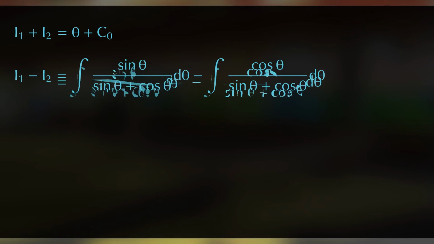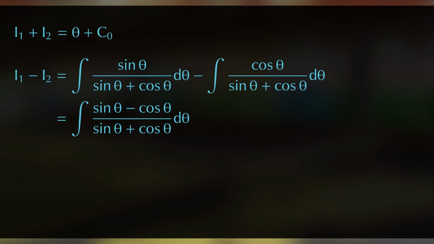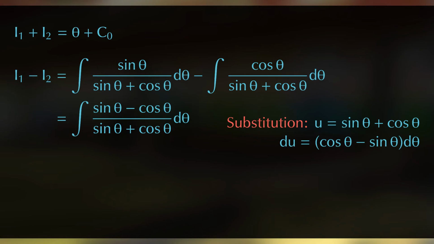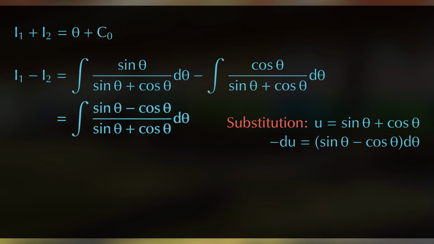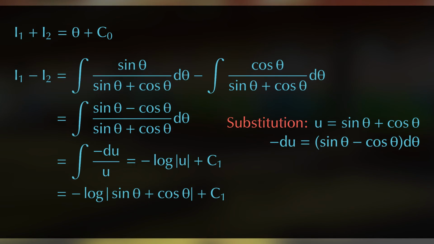And if we simplify the second equation, this is the integral of sine theta minus cos theta over sine theta plus cos theta. Now, we can make the substitution u equal sine theta plus cos theta. Du will be cosine theta minus sine theta, which we can multiply by a negative to get the numerator. Substituting, the integral is just minus du over u, which is minus log u. Pretty quickly, we've solved the integrals in both equations.